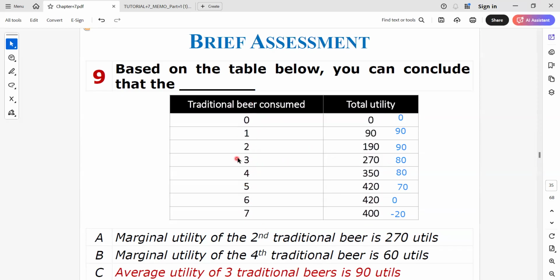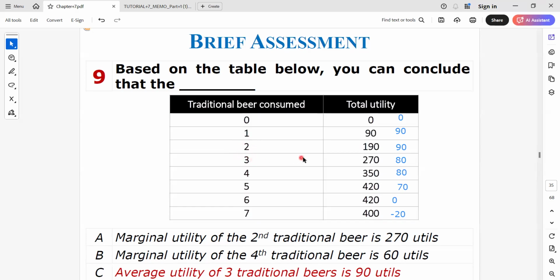So you just come here to your three traditional beers. Your total utility was 270. So the formula of average utility is your total utility divided by your quantity or your total units. So don't be confused by total units. Total unit just basically means the unit they are referring to. This basically means you consumed the first beer. This 2 is for the second beer. It does not mean you consumed 2 bottles of beer. It's the second beer. So it's still one beer, but just the second one. This one is the third beer.